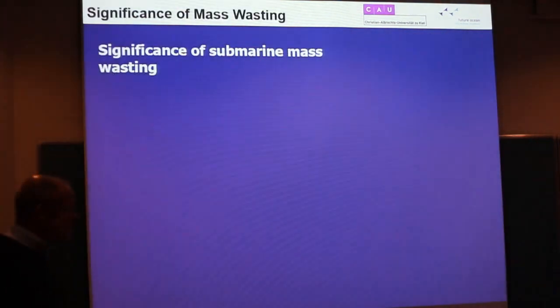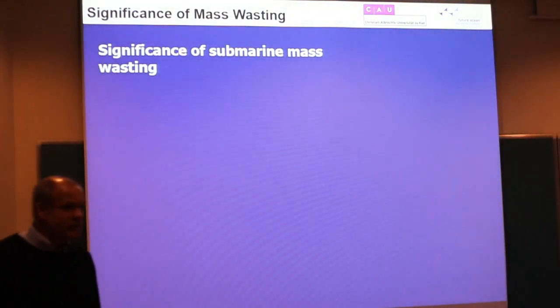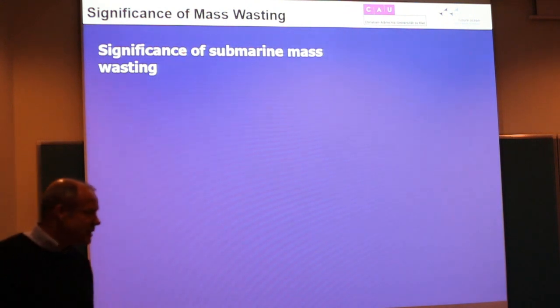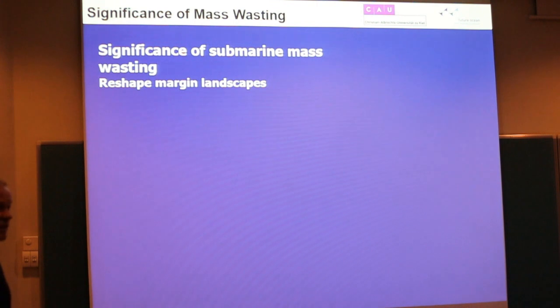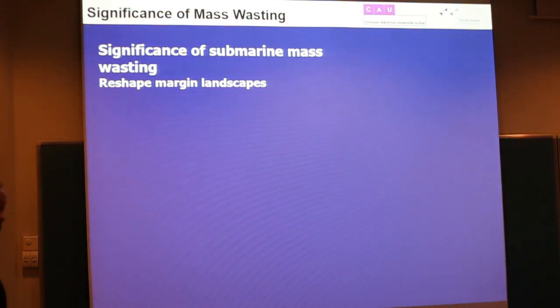Okay, let's start with the relevance, the significance of mass wasting. Why is it important to investigate submarine landslides? First thing is that they reshape marine landscapes. And Vitek also mentioned that a lot of resources are found at the seafloor: hydrocarbons, other deposits, other hydro resources, and people would like to produce these resources.